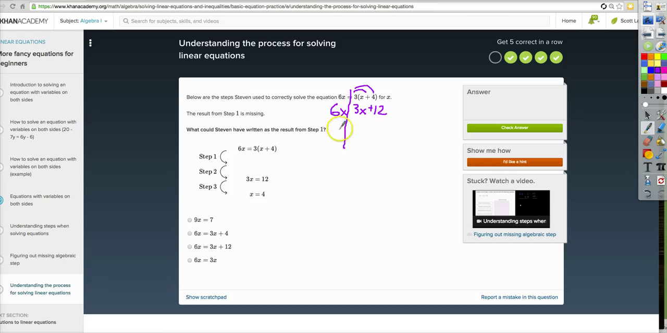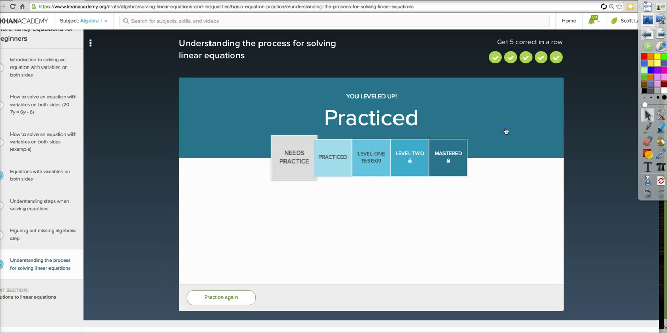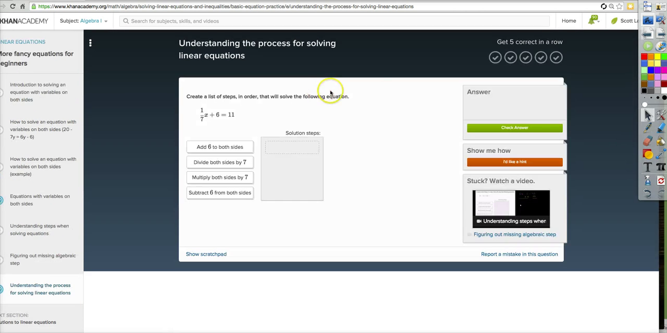That's 6x. So the question's asking, like, well, what could Stephen have written for the result of step 1? So they want to know what I put here. Well, we just figured that out. So I'm just going to go in and say, well, try this one, right? Click on that, move forward. And it's probably going to tell me that I've won the game and I have to continue forward, which will take about a second. So just chill out. There you go. All right.